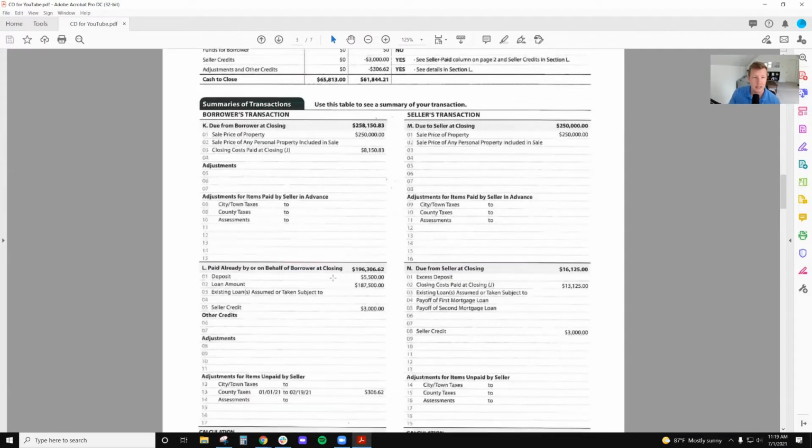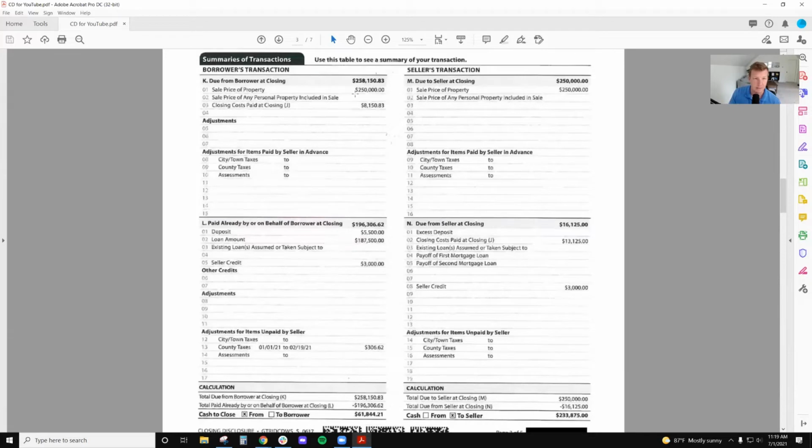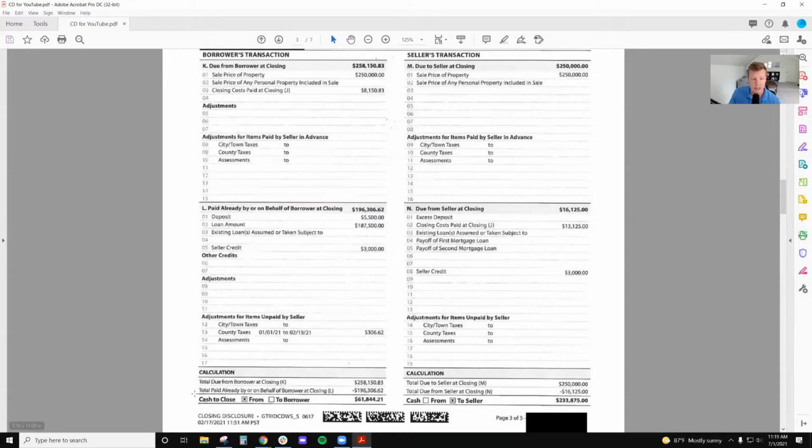So the first thing I like to look at is I start on page 3, and I look at the summary of transactions. On the left-hand side here, we've got the borrower transactions. On the right-hand side, we've got the seller transactions. So the borrower and the seller will have all of their costs and everything detailed here. And then at the end, we've got cash to close from buyer and cash to seller on liquidation here. At the top of the borrower transaction, we have due from borrower at closing, $258,000.